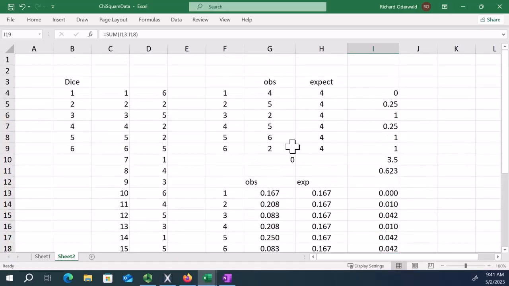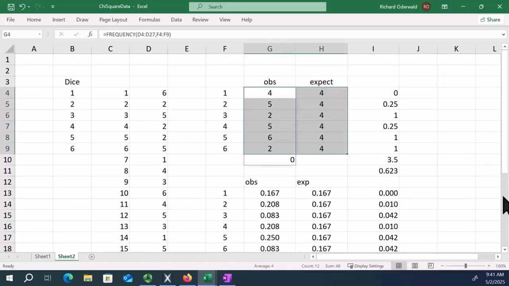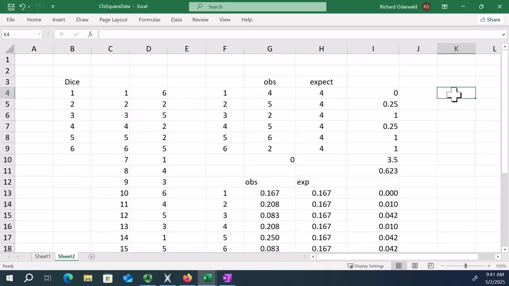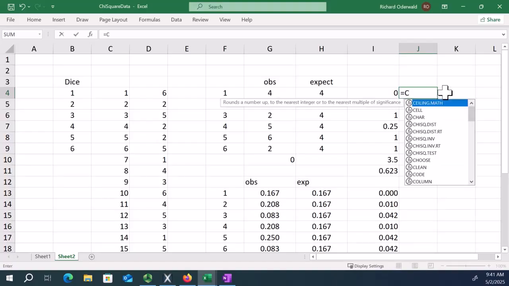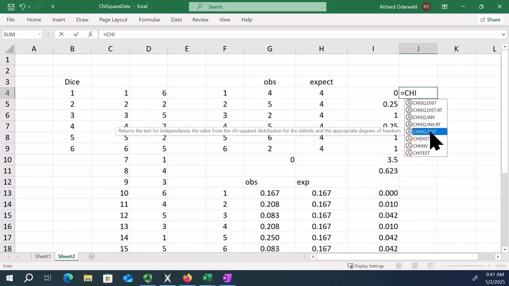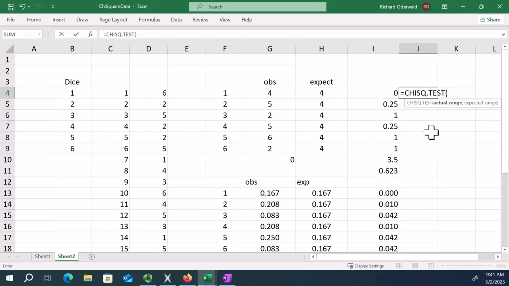One last time, go back to your observed and expected, and we're going to calculate the chi-square test value using the function. This is the way you would actually do it. I calculated observed minus expected squared divided by expected and added them up, and I got 3.5. The significance was 0.62. Now I'm going to do the equals CHISQ.TEST.